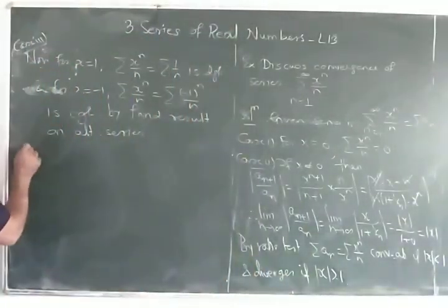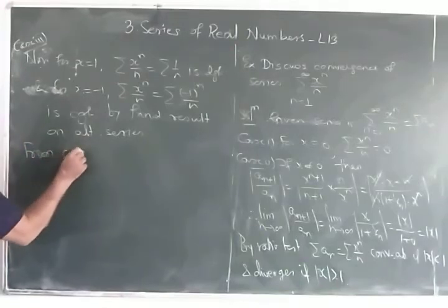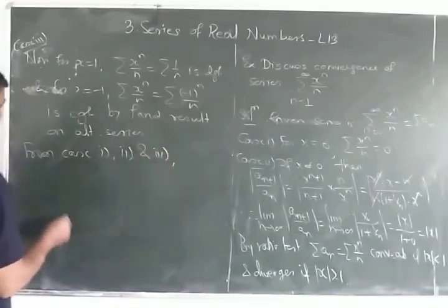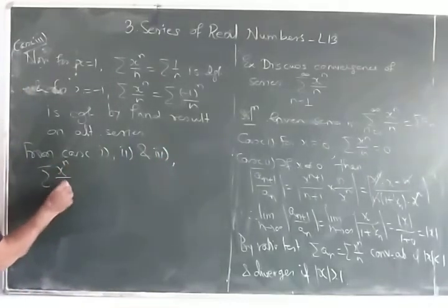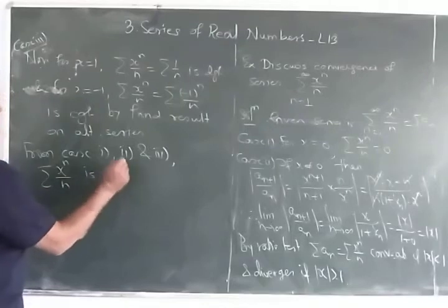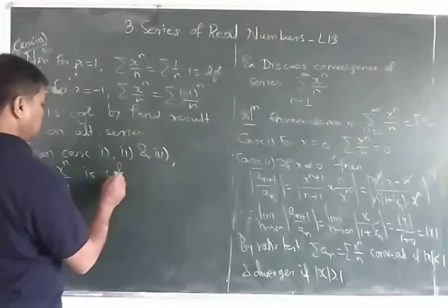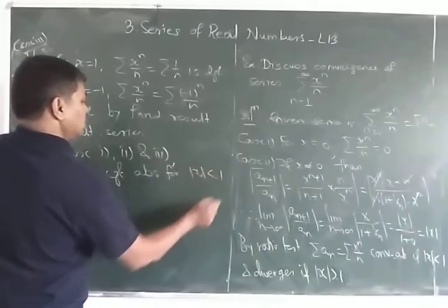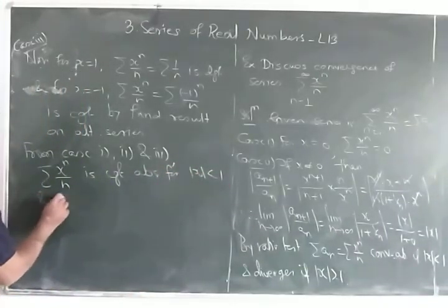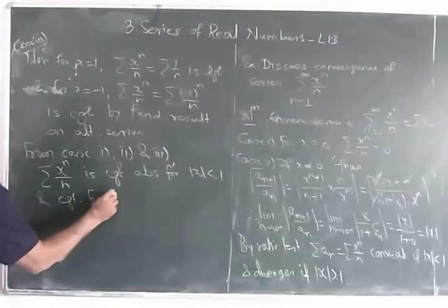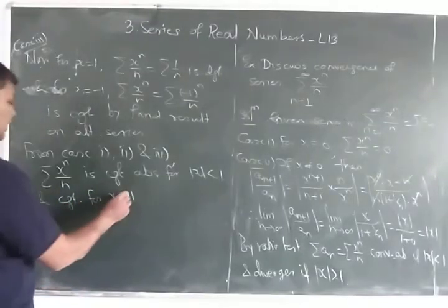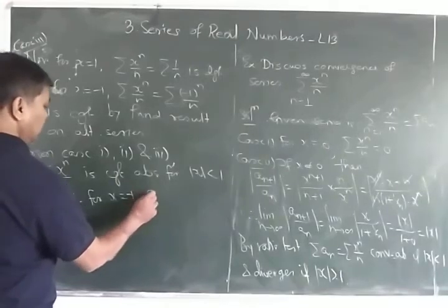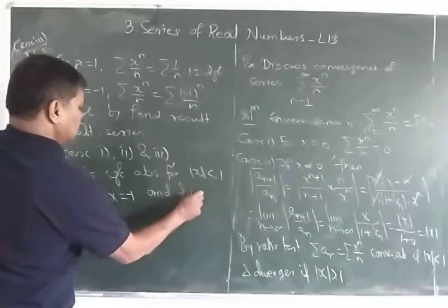So, from cases 1, 2 and 3, summation of x raised to n upon n is convergent. It's convergent absolutely for mod x less than 1 and convergent for x equal to minus 1, and diverges otherwise.